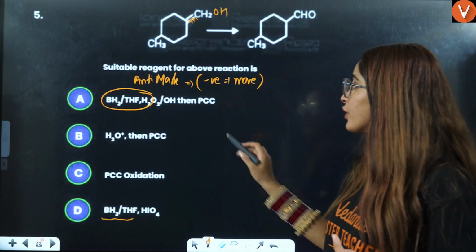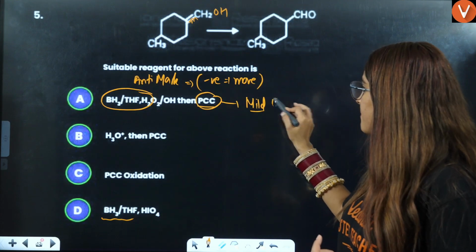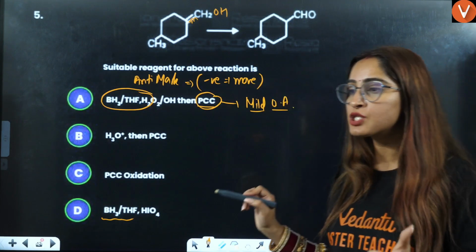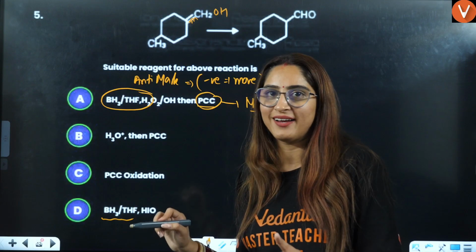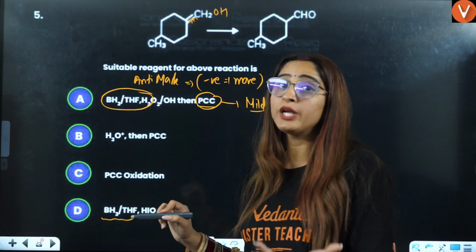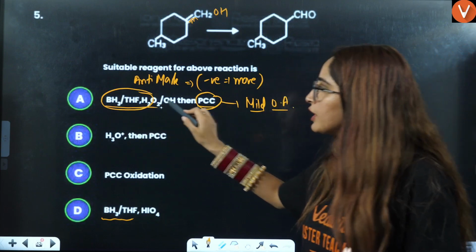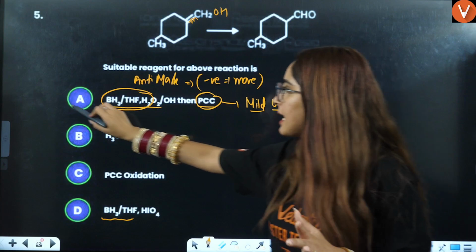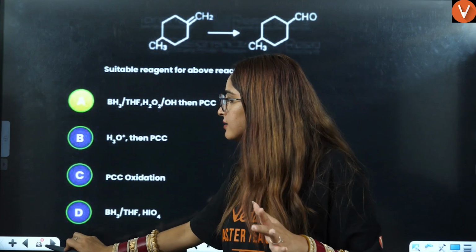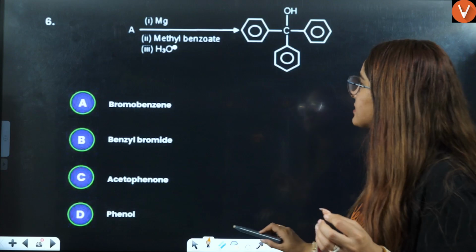After that, if you use PCC, which is a mild oxidizing agent, this will convert primary alcohol to aldehyde, right? So you need to have primary alcohol here, right? That means we can use BH3, that is hydroboration-oxidation. So that means A will turn out to be the correct answer here, right? Okay. Next question, let us see.